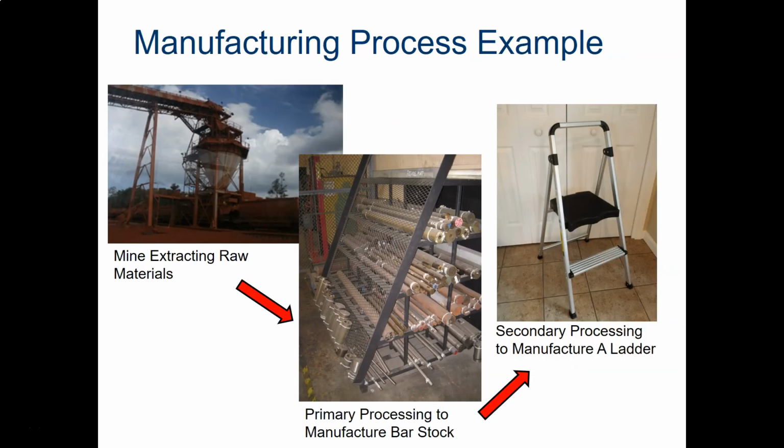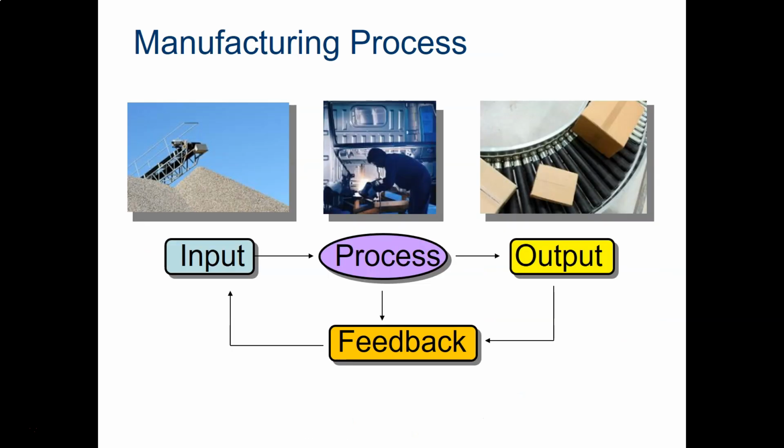Consider this slide where we see mines extracting raw materials, and then that going into primary processing to give us bar stock, and then that being used as a secondary processing to create something like, say, a ladder. Now that you've seen an example, let's talk about how that process works.